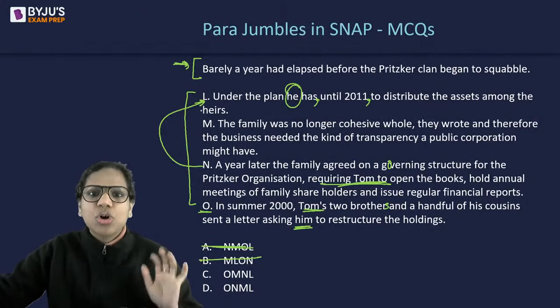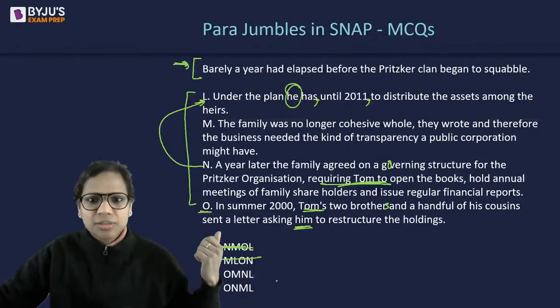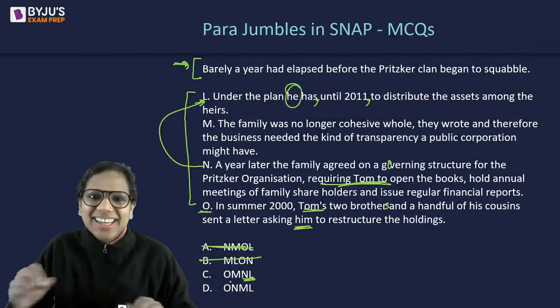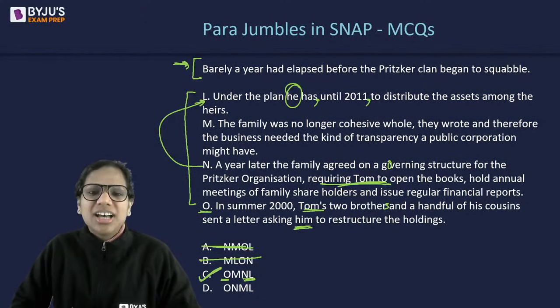So this is what his job was. He was to open the books, hold annual meetings, and then ultimately distribute the assets. So NL is a pair. O is the opening sentence. Option C is the answer here.